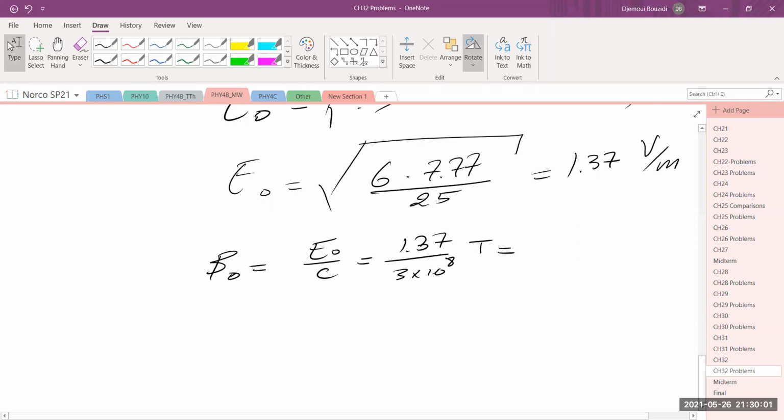So we take this number. Come on. This calculator is not responding. I hate it when it doesn't respond to me.